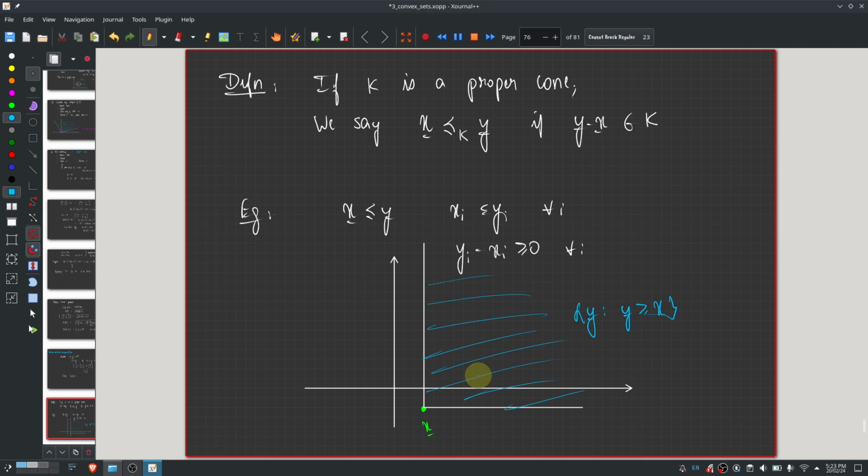But essentially, what set does this correspond to? Yeah, which cone? Specifically, which cone is this? It's just the first quadrant, right? It's just a shifted version of the first quadrant, right? So in fact, I can do this not just with the first quadrant. I can define any proper cone. I can take any proper cone and define a similar generalized inequality, right?